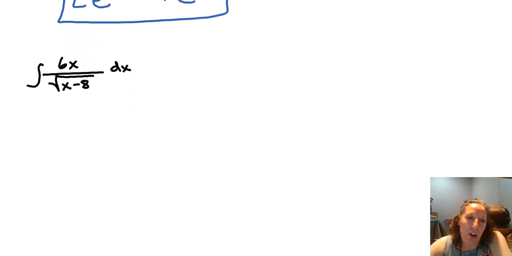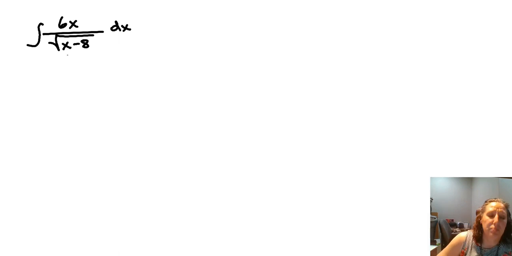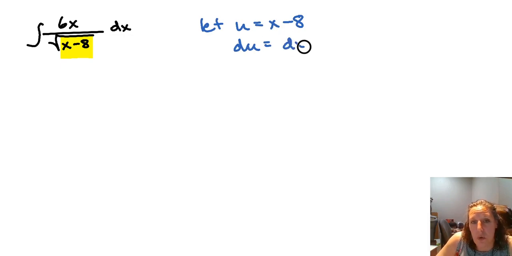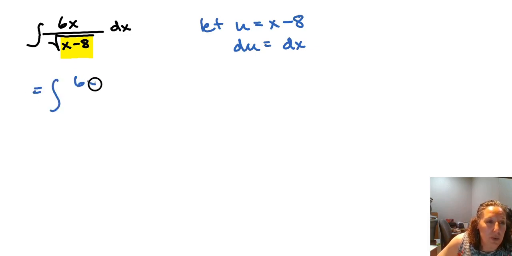All right, this next one is what I call a double substitution problem. And we'll see why in just a minute. If we go through the same basic approach, we've got an x minus 8 in that square root. Here our integral is 6x over the square root of x minus 8. And so that x minus 8 in the denominator there, we're going to let u be x minus 8. And du is going to be equal to, the derivative of x minus 8 is just 1, so our du equals dx.